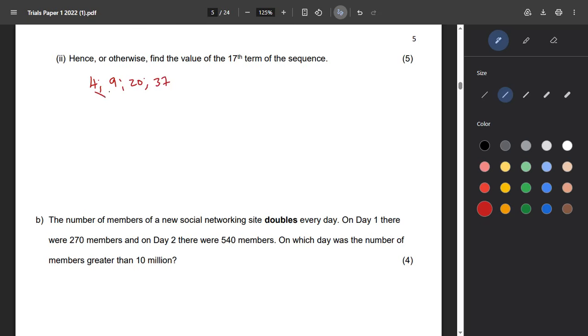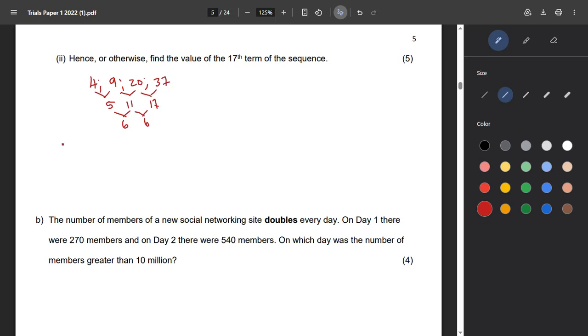So we need to first find the first difference. This is 5. And then 20 minus 9, that's 11. 37 minus 20, that's 17. Then we subtract the 11 with the 5. This will give you 6. And then the 17 with the 11 should also give you 6 because it has a constant difference.